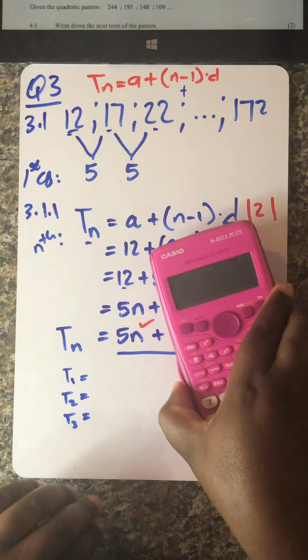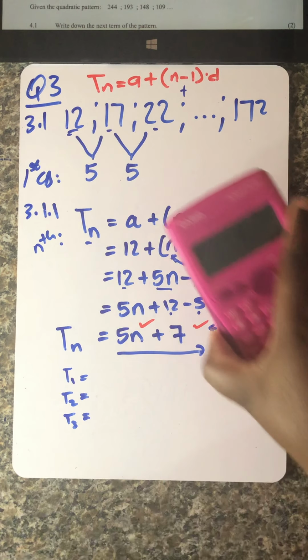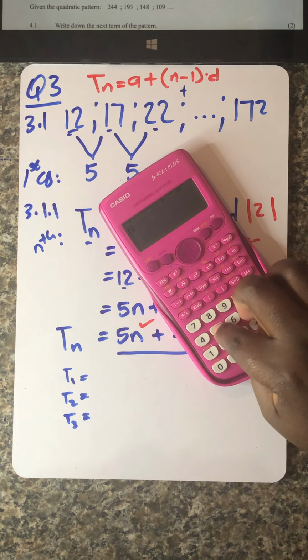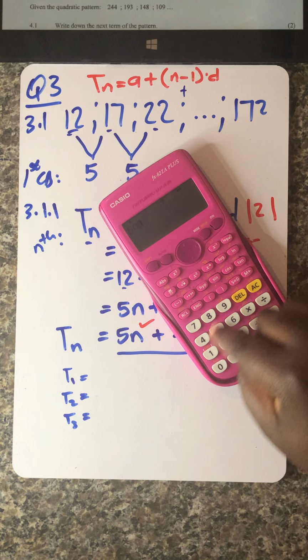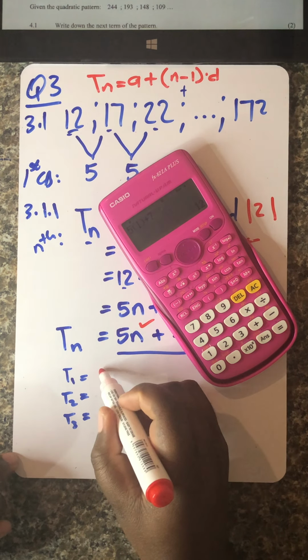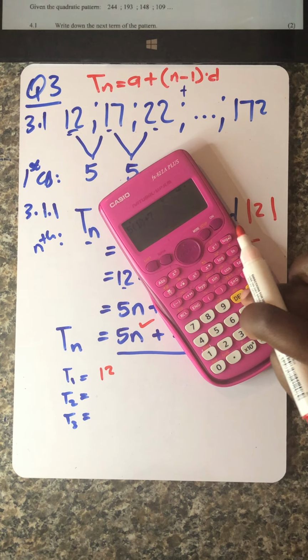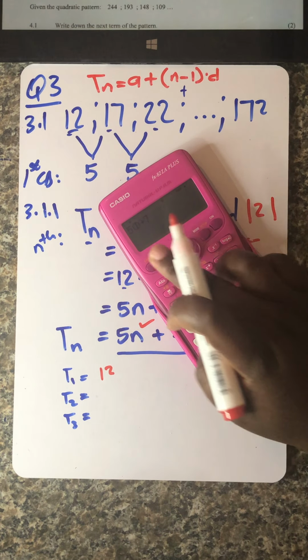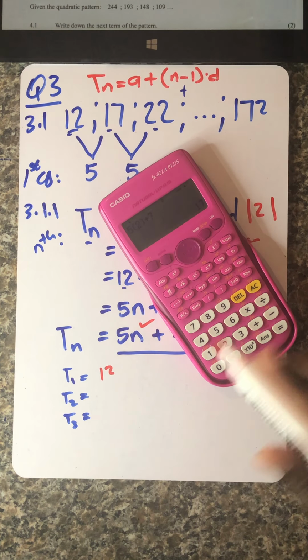You just take out your calculator, and then you punch in 5 times n, where n is 1. You close, you plus 7. Can you see? We get 12. So this is promising, guys. When you test for term 2, just go to the formula, delete that one, and press 2, and we get 17. There you go.